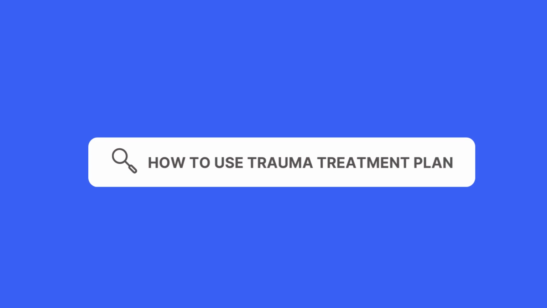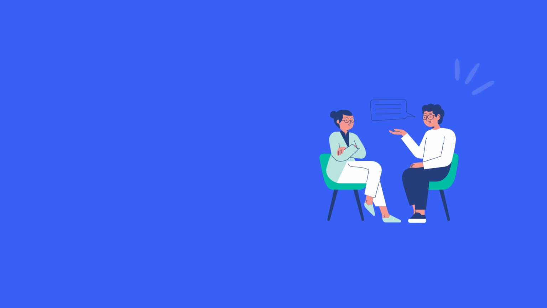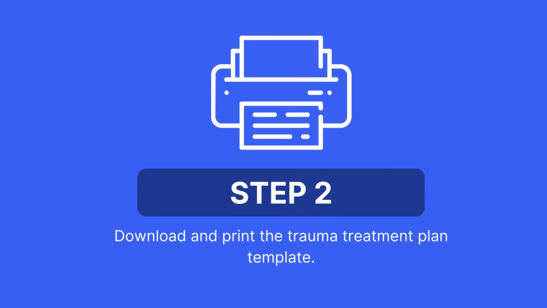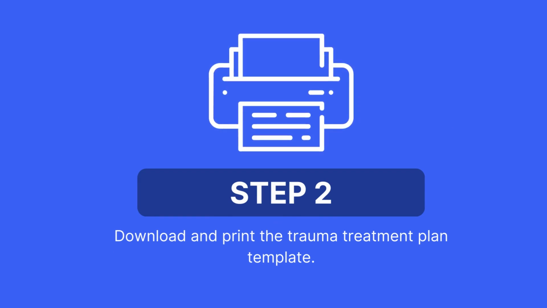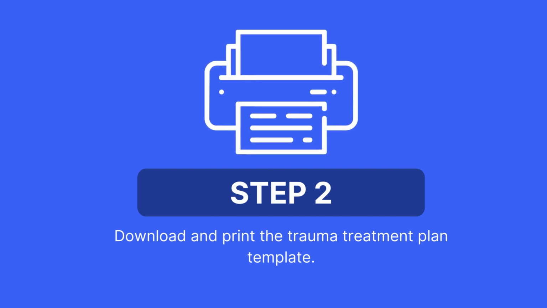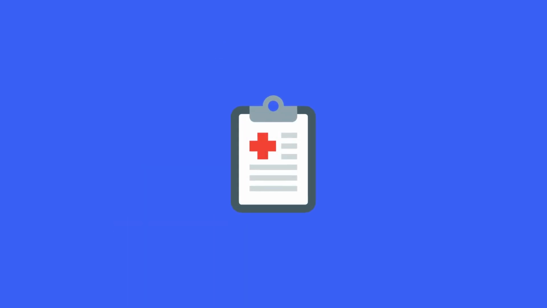Download our trauma treatment plan from the Carepatron platform, which you can find in the link in the description. Comprehensive assessment. A thorough assessment is carried out to understand the nature and extent of the trauma and any potentially related disorders. Download and print the trauma treatment plan template. Download and print our printable trauma treatment plans. These are designed to provide a detailed structure for the recovery process.